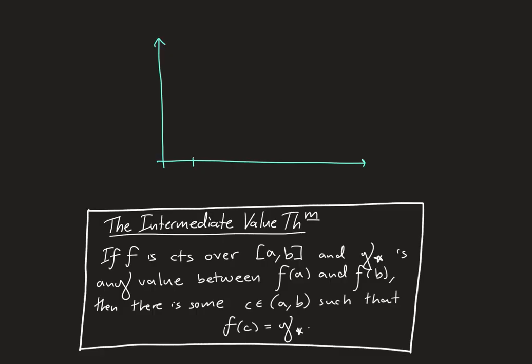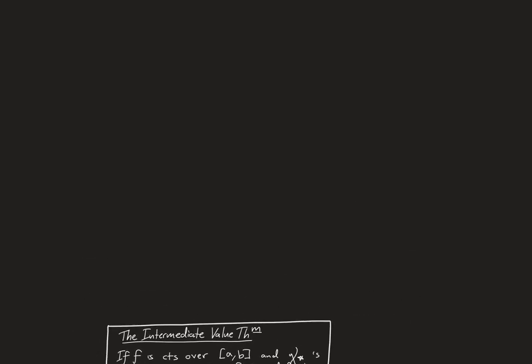Say I have a function that is continuous over a closed interval. In other words, I know it has some sort of output at a, and I know it has some sort of output at b. Here, let me actually draw this a little bit higher because I'm going to need some room. Okay, so I'm going up here.